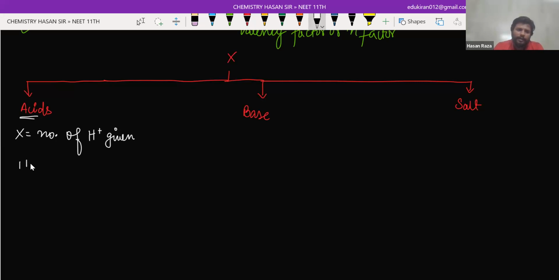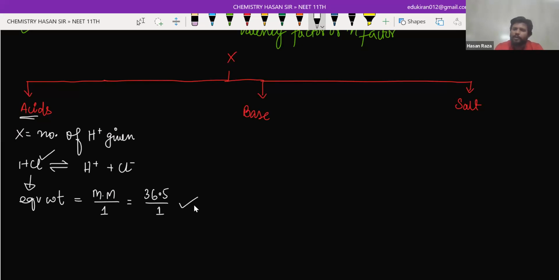Like HCl. Can anyone tell me how many H plus will this HCl give? Since only one hydrogen is there, HCl will give only one H plus. Hence, the equivalent weight or equivalent mass of HCl is molar mass of HCl upon 1. Molar mass: 35.5 is the chlorine and hydrogen is 1, so it will be 36.5 upon 1. This is the equivalent weight of HCl.